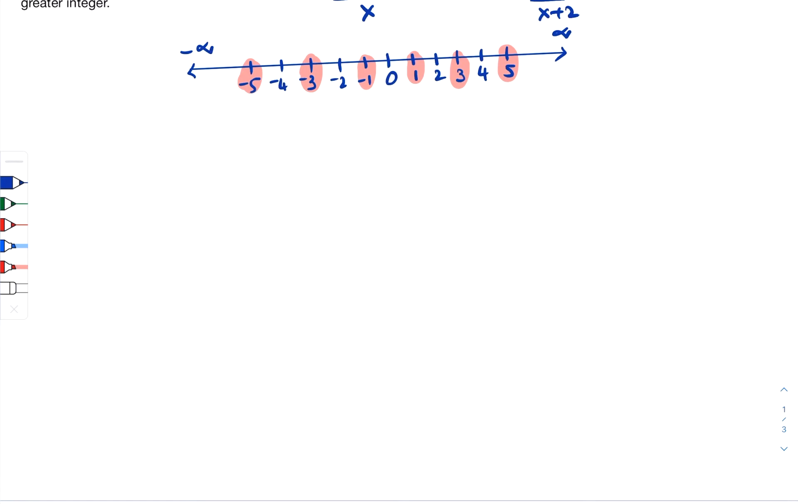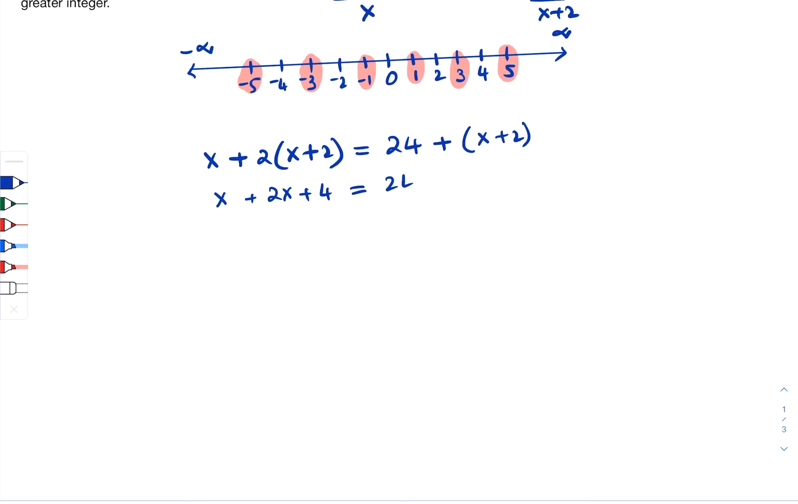So the lesser is added to twice the greater, so 2 times (x plus 2), that's twice the greater. The result, again we said the result, is equal to 24 more. More means plus, than the greater integer, so 24 plus (x plus 2). There you have it. Once we have that, now we just have to solve for x. So x plus, distribute the 2, 2x plus 4 is equal to 24 plus, assume there's a 1 out there, so that's x plus 2.